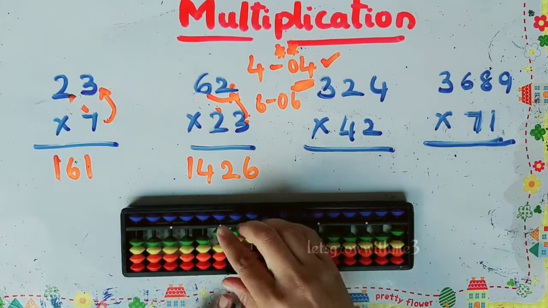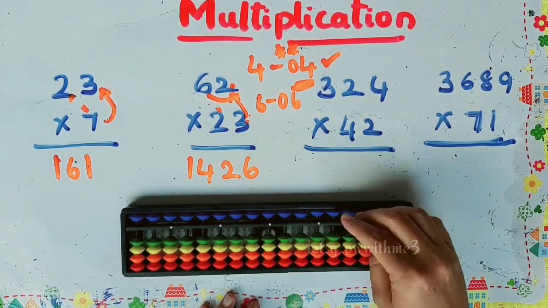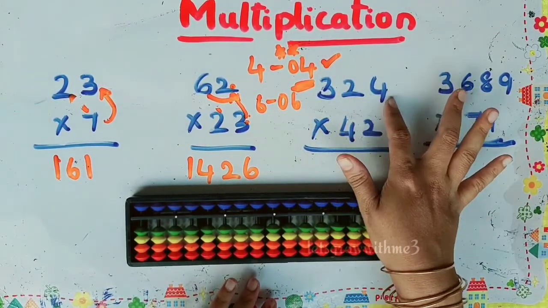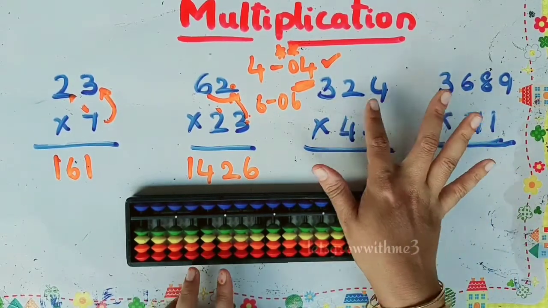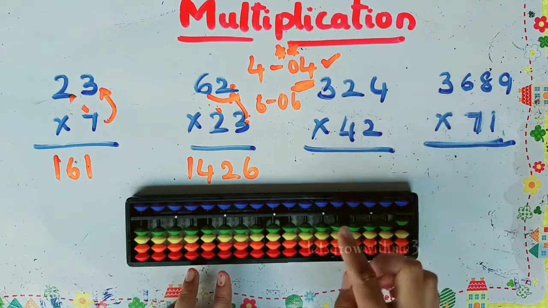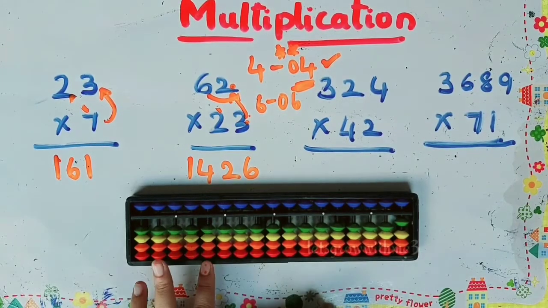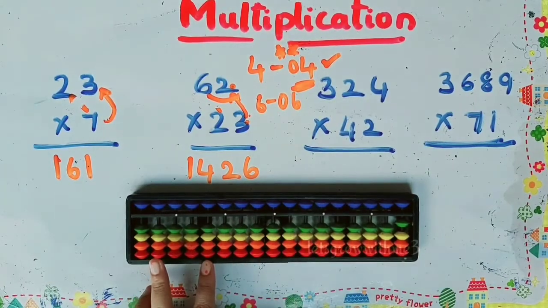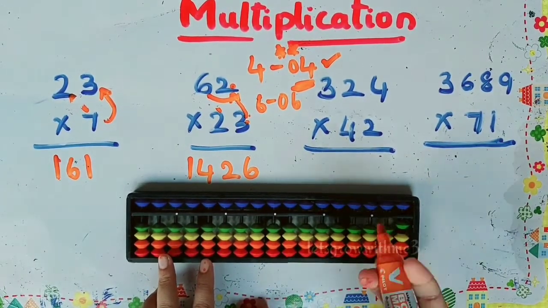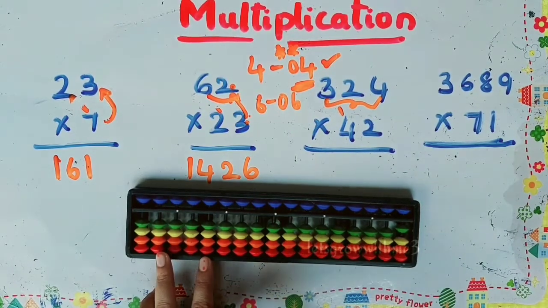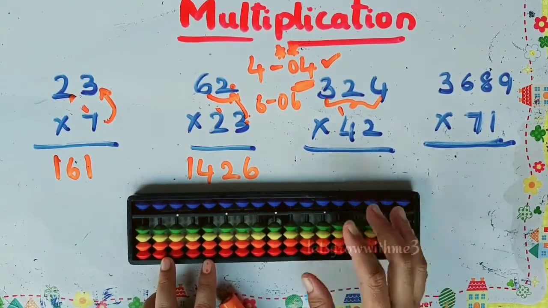Next question, 324 times 42. So here how many digits are participating in total? 3 plus 2, 5 digits. So it means we need to choose 5 columns. That is ones, tens, hundreds, thousands, and then 10,000. Okay, first we need to multiply 324 times 4, so let's do that first. The first value is 4 3s are 12. Try to set the first value, 1 2.